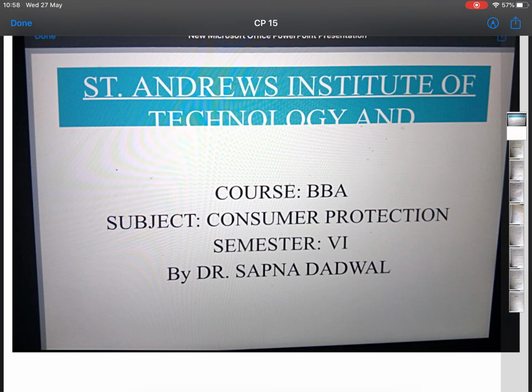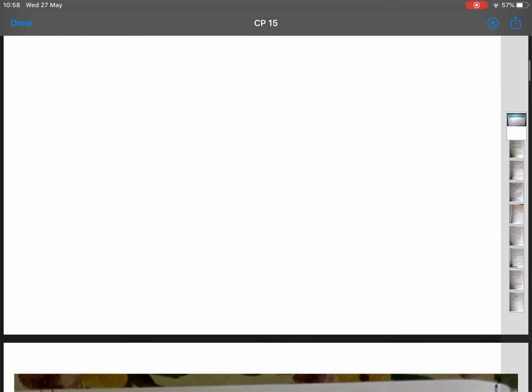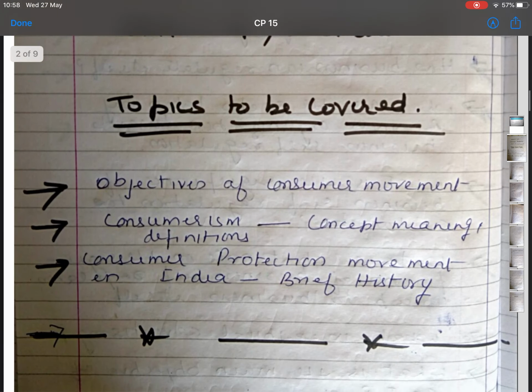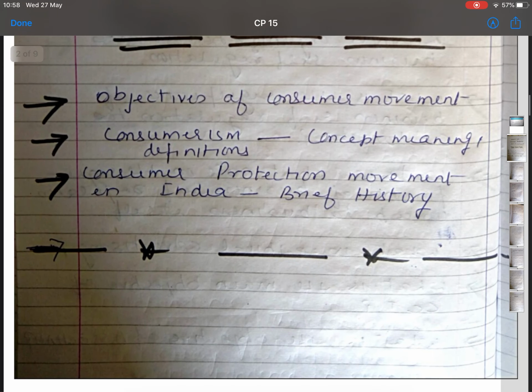The topics I am going to cover in this lecture are objectives of consumer movement, consumerism. I am going to discuss this concept and definitions, and then the consumer protection movement in India. I am going to give you a brief history of the consumer protection movement in India, when it started, and how it moves.